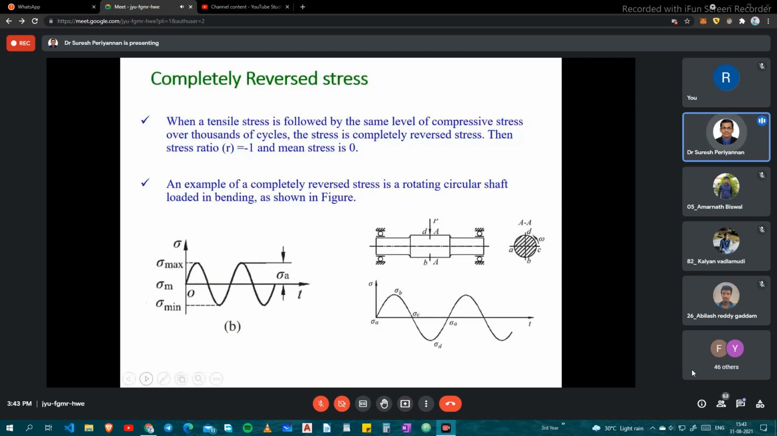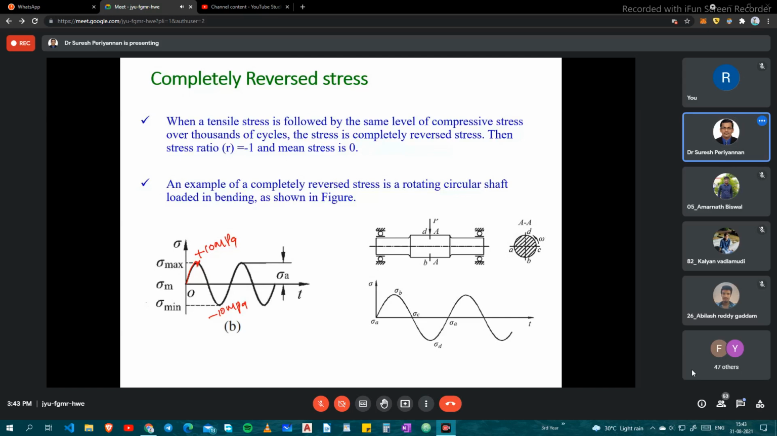Now, the first one is completely reversed stress. This is sigma max, which is plus 10 megapascal, and this is minus 10 megapascal. This is completely reversed load.